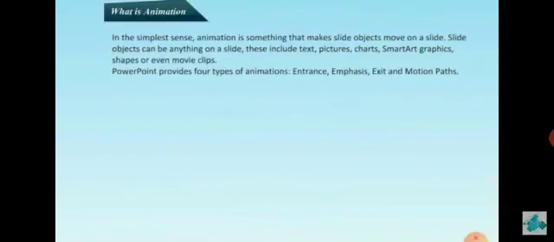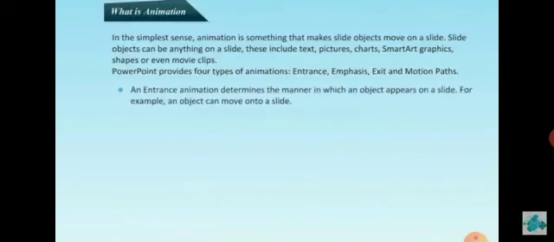What is animation? In the simplest sense, animation is something that makes slide objects move on a slide. A slide object can be anything on a slide. These include text, pictures, charts, SmartArt, graphics, shapes, or even movie clips. PowerPoint provides 4 types of animation: entrance, emphasis, exit, and motion paths. Let us understand one by one what entrance, emphasis, exit, and motion path are.